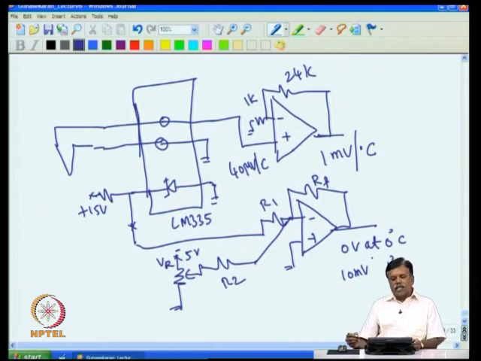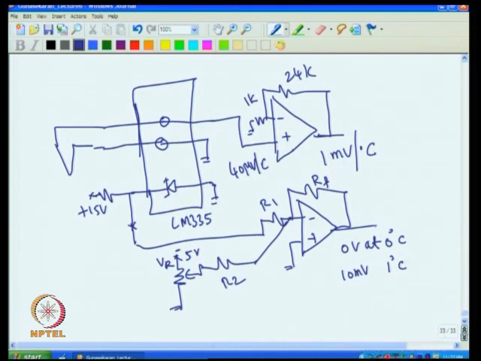This we had discussed in our earlier discussion, how to measure the temperature using LM335. So I can do this and get output voltage corresponding to temperature here. Now the only thing is this gives me, at this point, 10 millivolt per degree C.